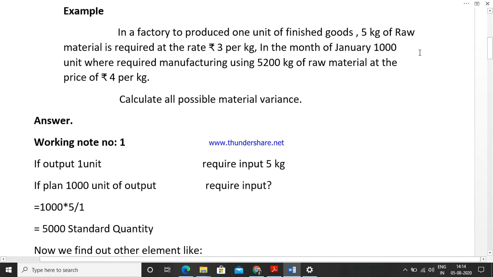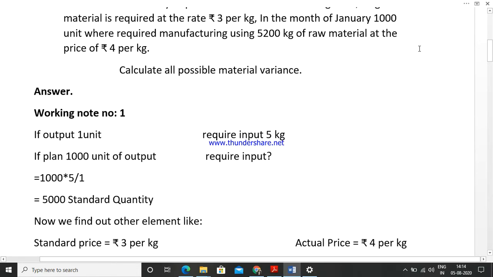Working note number 1. If output requires 1 unit, it requires input of 5 kgs of raw material. We are producing 1000 units of output at the time. Obviously, we require 5000 kgs of raw material.